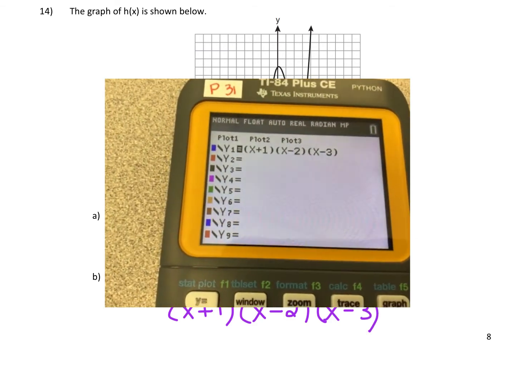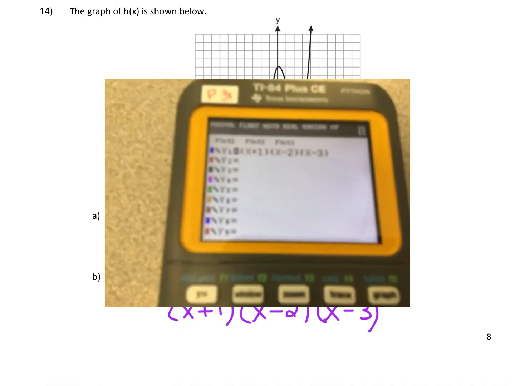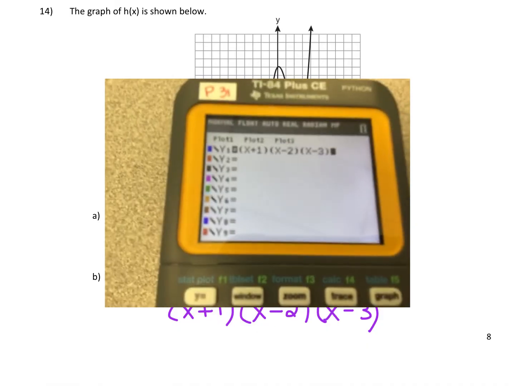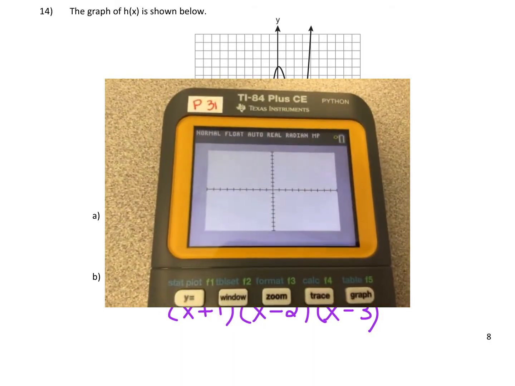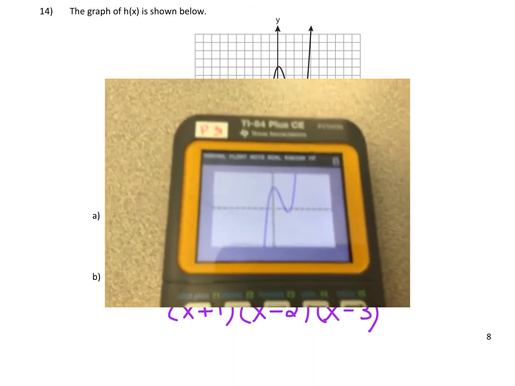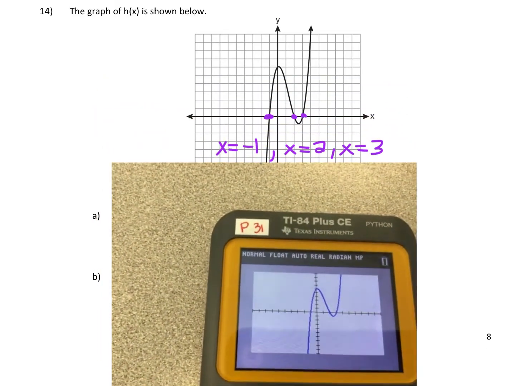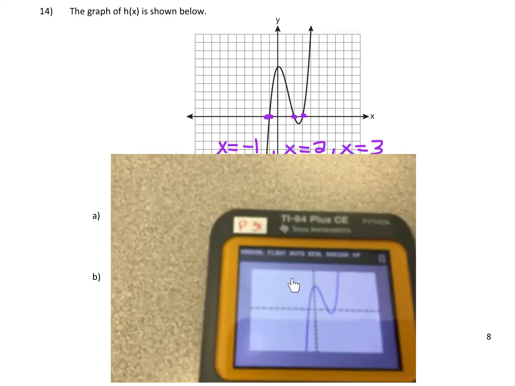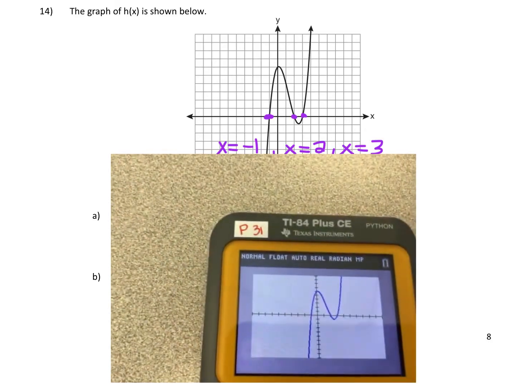Okay, now one thing I want to show you is if you go to y equals in your calculator and type in those factors, right, x plus 1 times x minus 2 times x minus 3, and if we hit graph, what you'll notice is that, well, let me see if I can move this. Look at this. Oh, there we go. See this? Our graph here matches up with our graph here.